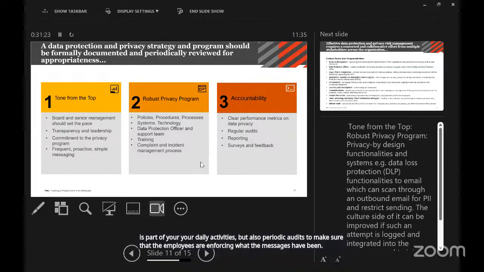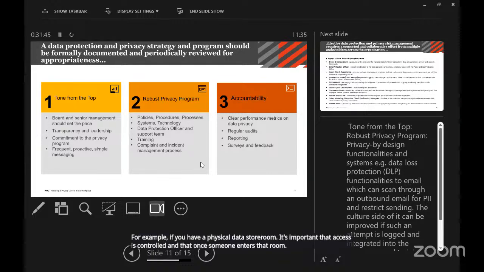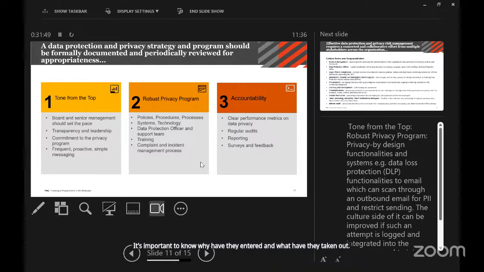When it comes to enforcement, I'm looking at information that's electronic, but also that is physical. So access to information needs to be on a need-to-know basis. For example, if you have a physical data storeroom, it's important that access is controlled, and that once someone enters that room, it's important to know why they have entered and what they have taken out. So that exposure to data and also how it is handled needs to be monitored.